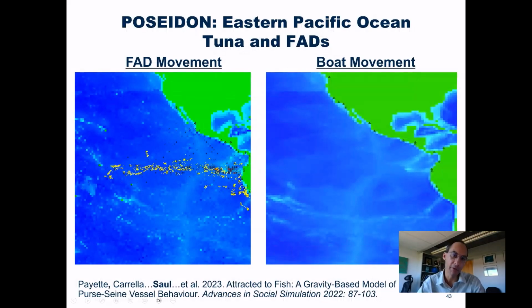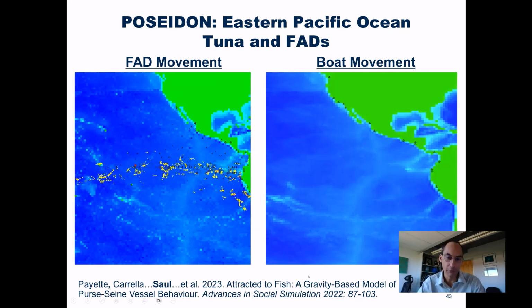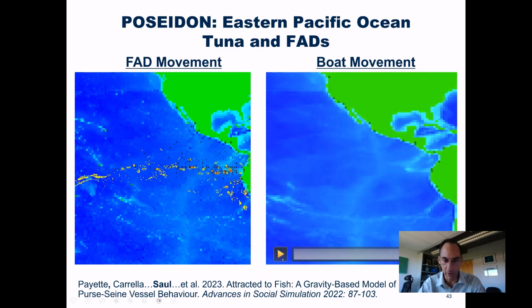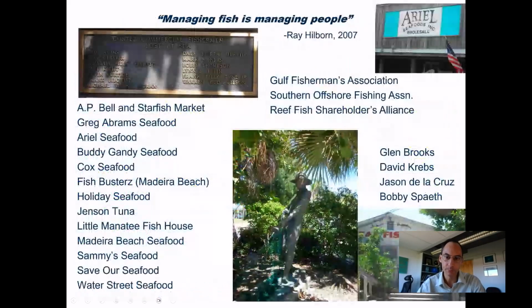And then lastly, the Poseidon model has been applied to the tuna fishery in the Eastern Pacific Ocean as a tool to try and understand if limiting the number of fish aggregation devices that are deployed could be used as a management technique to limit catch in some way, and effort, by limiting or managing the number of FADs that are out fishing.